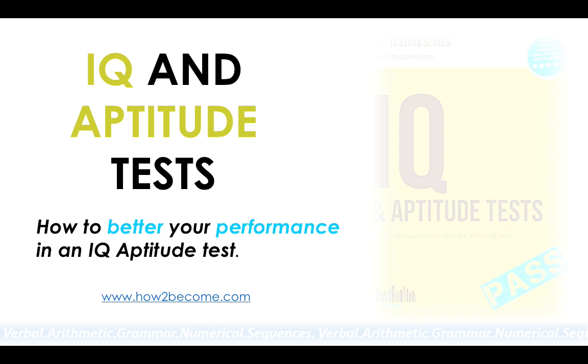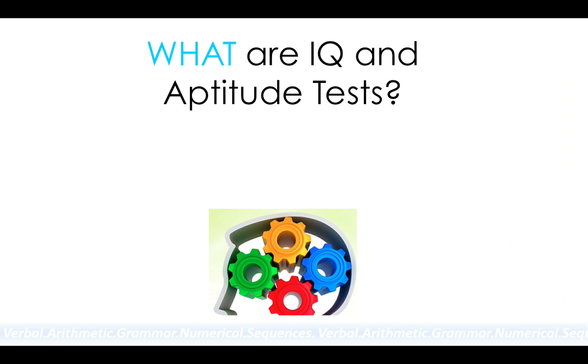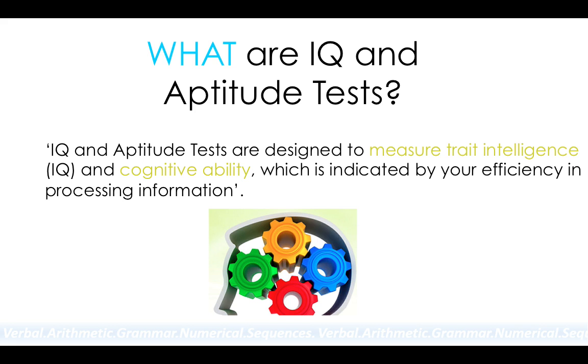Well, to answer these questions, we need to first look at what IQ and aptitude tests are. Okay, so the word IQ refers to intelligence quotient. The word aptitude refers to how well and how quickly a person is able to learn and demonstrate their knowledge and ability. Therefore, an IQ and aptitude test is foremost a test designed to measure trait intelligence and cognitive ability indicated by your efficiency in processing information.